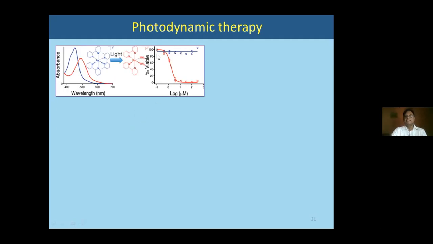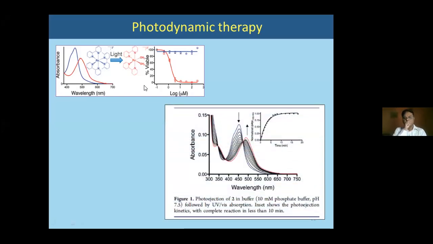It kills cancer cells. You can see from here, the blue line is for this particular complex, which is not killing cancer cells, but the red line is for this particular complex, where it can kill cancer cells with the increase of the concentration of the formation of this diaqua complex. And it has been found that it binds to the DNA. So the diaqua complex of the ruthenium compound has been found to attach to the DNA and kill the cancerous cell. This is some spectroscopic study done to determine the kinetics of the ejection of the ligand from the coordination sphere of the ruthenium.